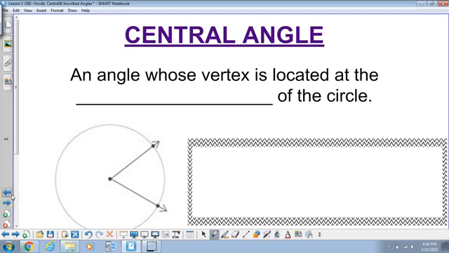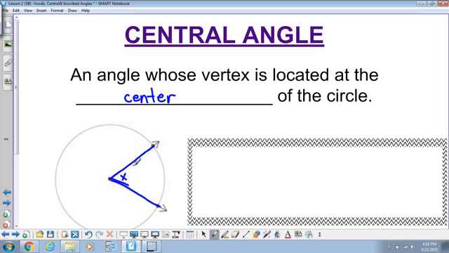Okay, now let's talk about 2 types of angles in a circle. The first one is a central angle. A central angle is an angle whose vertex is located at, you guessed it, the center of the circle. Makes sense. Central angle, vertex at the center. So what we have here, this angle right here, that's a central angle. Forget my little stray mark there. And this may be X.